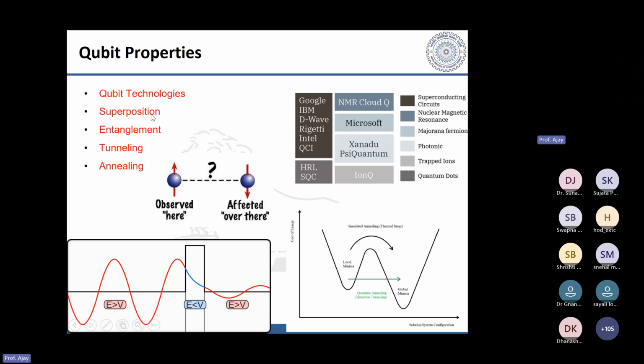So qubit technology must have possible superposition, meaning the state must be entangled, and this is done by superposition. The state should have tunneling and possible annealing. The meaning is you have amplitude, then you have a potential. This potential barrier you have to cross at the cost of some diminishing amplitude, but there is a finite probability on the right hand side. And the quantum system, based on these ideas, there are many quantum systems.